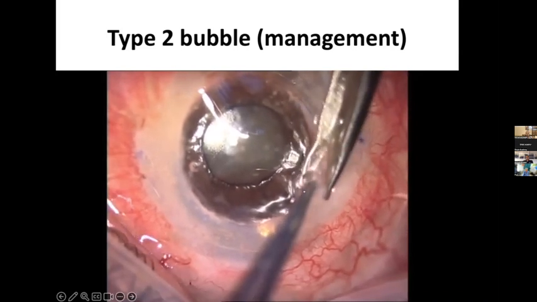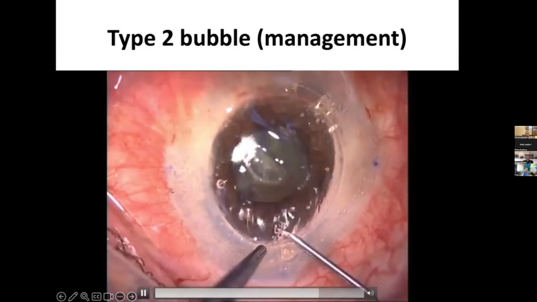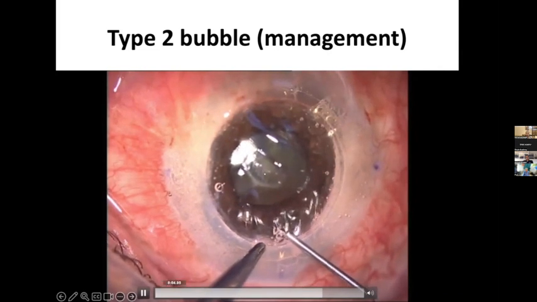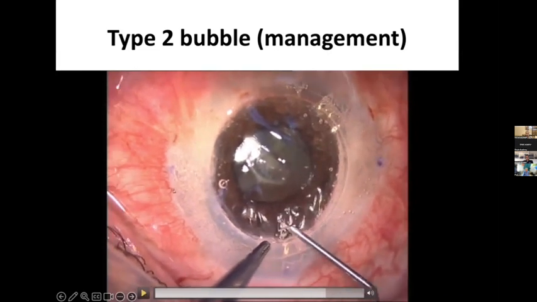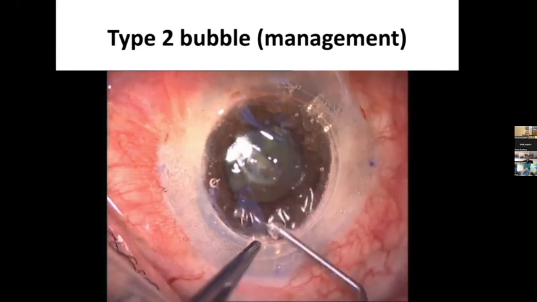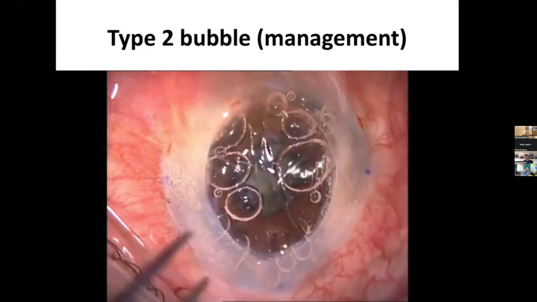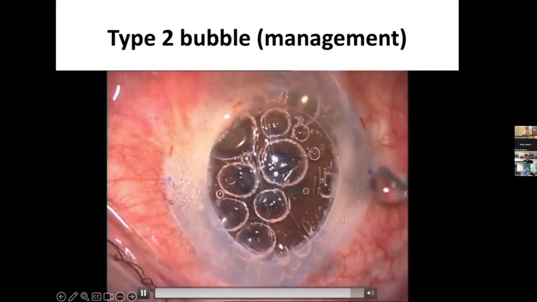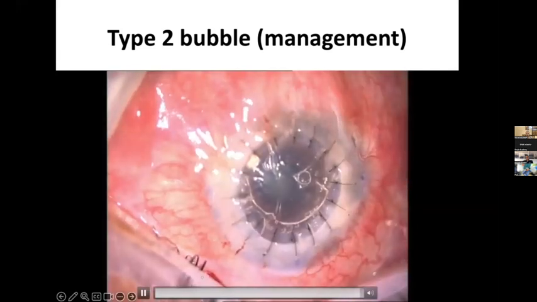And now, this is a type 2 bubble covered by the predescemetic layer. Now I'm going to collapse this bubble because it is complete and filling the anterior chamber. And now the bubbles in the anterior chamber will go to the center.